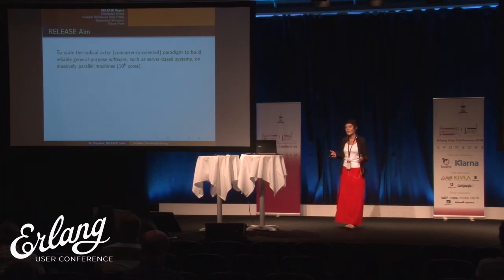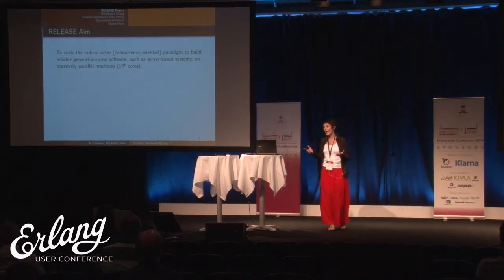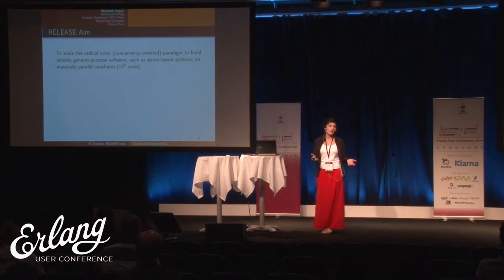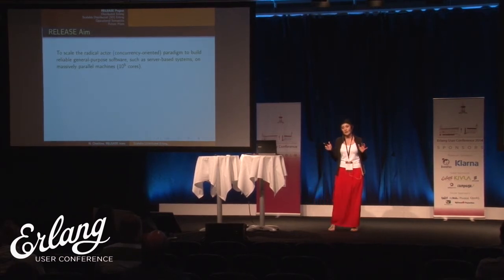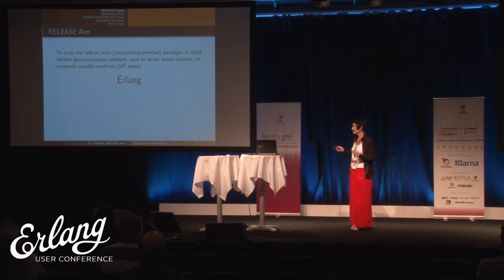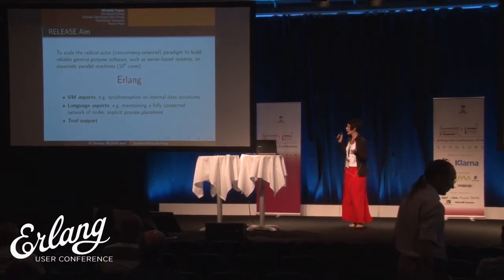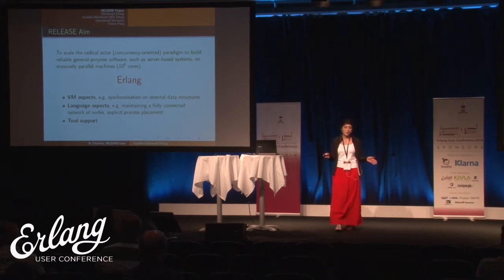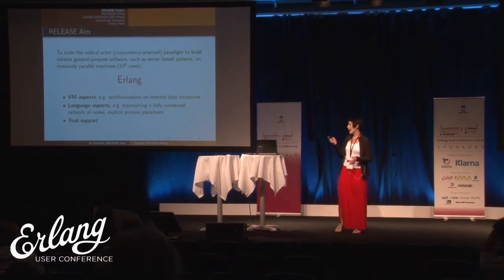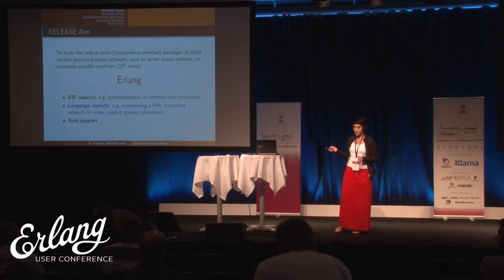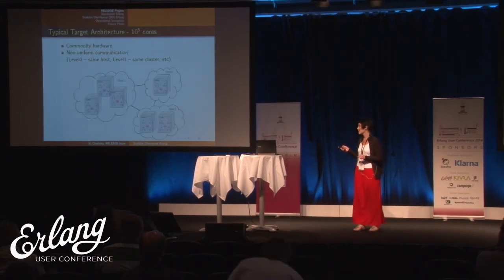The RELEASE project is about scaling the radical actor model. And that is about building reliable software on massively parallel machines. And here we talk about something like 10 to the 5 cores. For that, we use Erlang, and we work on 3 levels. So we work on the VM level, on the language level, and with tools. And I will talk about the language aspects.